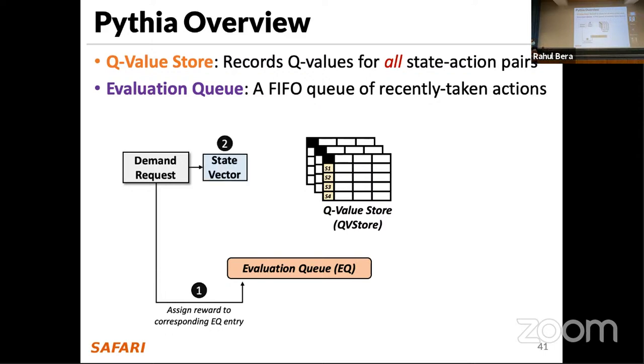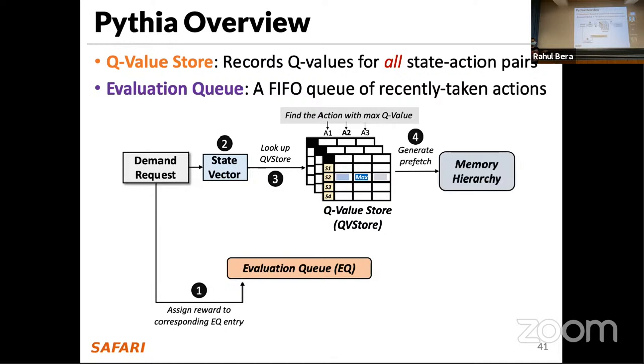So the next step is that for every demand request, you would extract a state vector, use the state vector to look up the queue store, find the action that has the maximum queue value, and then use the action to generate the prefetch request. Note that this action can also be a zero action. So in that case, you won't generate any prefetch request whatsoever. Okay. So now for every action that you are taking, you would also enqueue that prefetch action along with the state action pair in the evaluation queue.